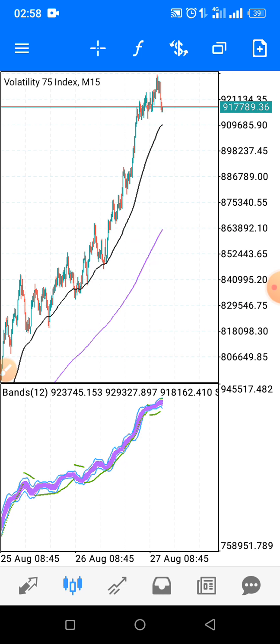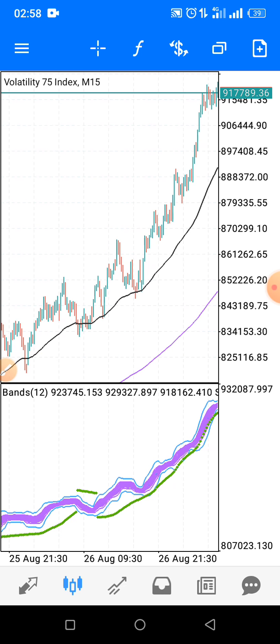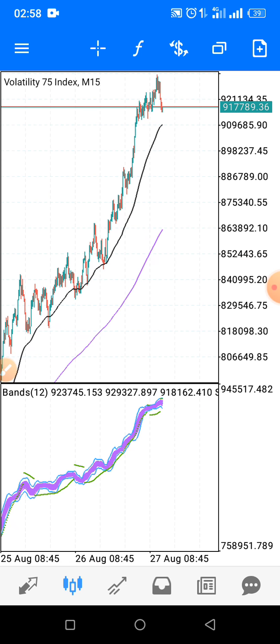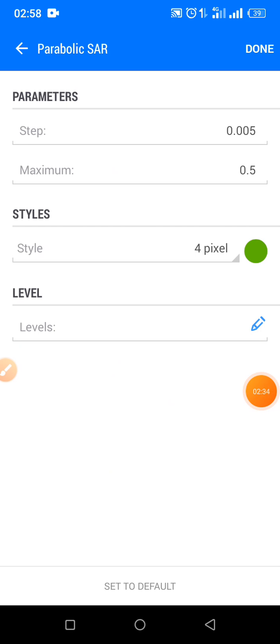Okay, then the Parabolic SAR, these are the green dots here, you can see on my chart. So step is 0.005, then maximum is 0.5, then color I chose purple.